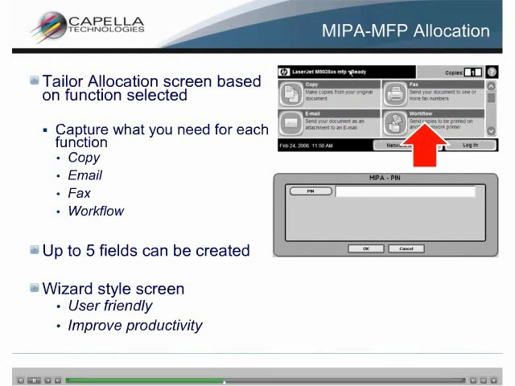In this example, when the user selects workflow scanning to a folder on the MFP, MIPA MFP will prompt them for their user authentication. No additional data is required for reporting on this particular function. Also, you can configure MIPA MFP to present the screen in a wizard-style format, which prompts the user for each entry in a separate screen, walking them through the process, instead of displaying all the fields within a single screen. This gives the user a step-by-step process and improved productivity.